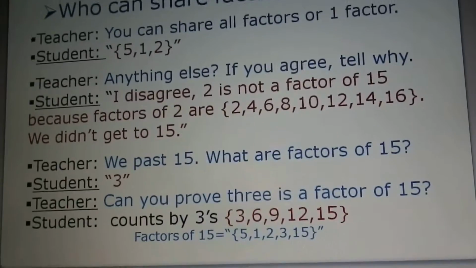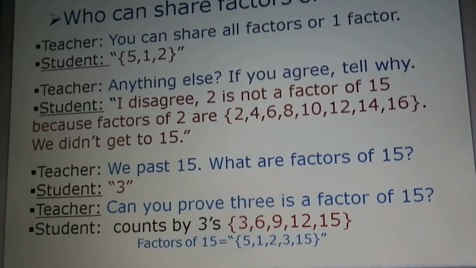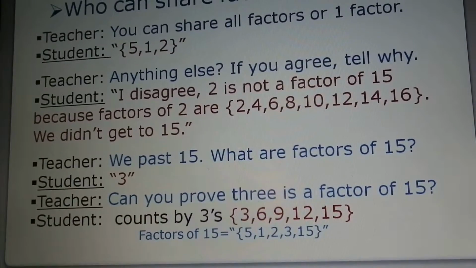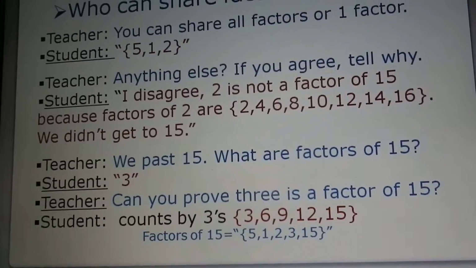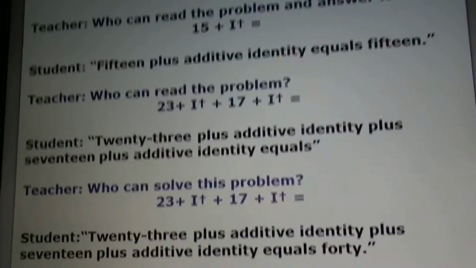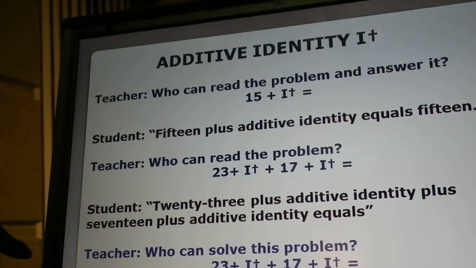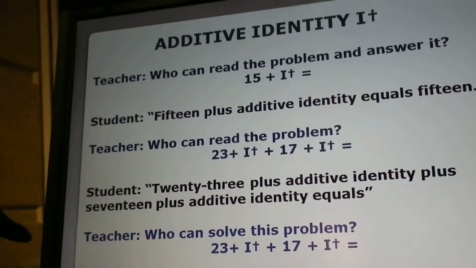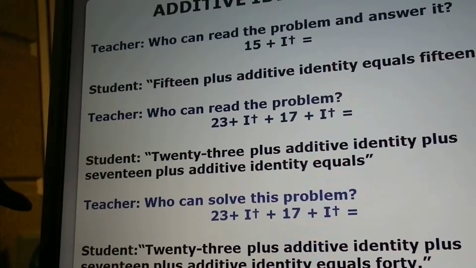And so the student noted that in the multiples of 2, 15 was not there, and also another student noted in the multiples of 3 that 3 was a factor of 15. And so the list ended up being 5, 1, 3, and 15. So again, he transitioned using the number 15 for additive identity. And in additive identity, the students had to read the problems and solve the problems. And that was a great idea to make sure they understood the problem.